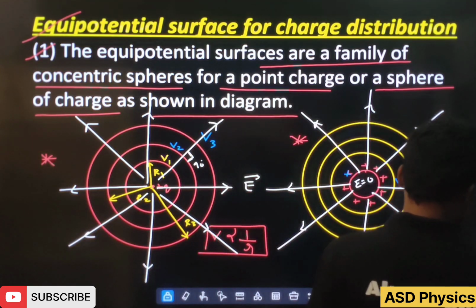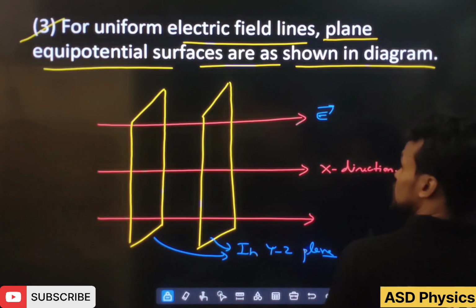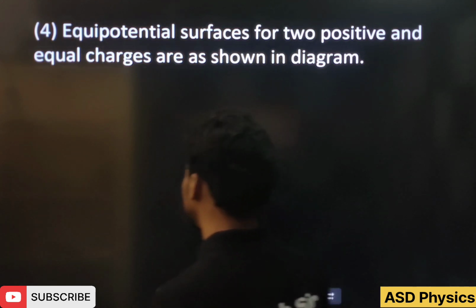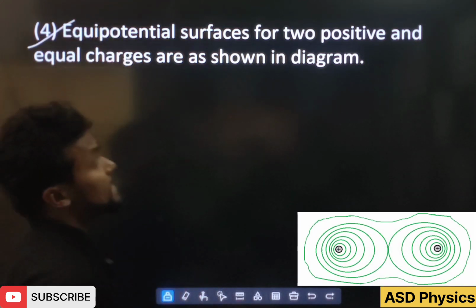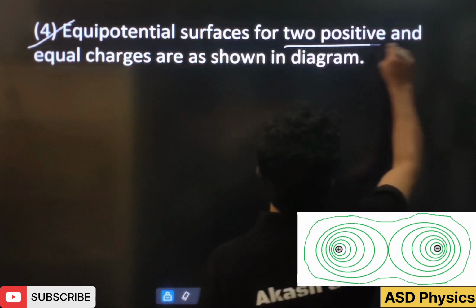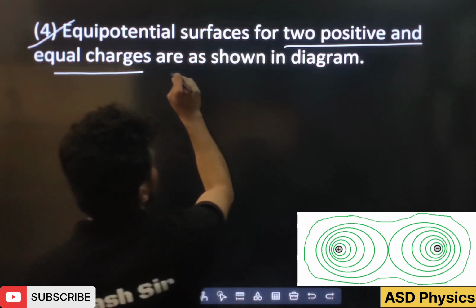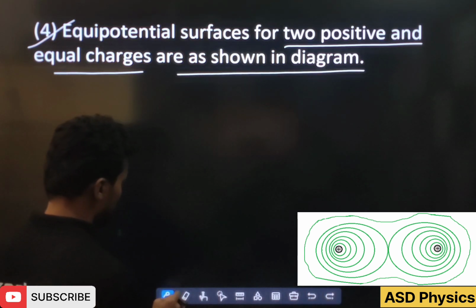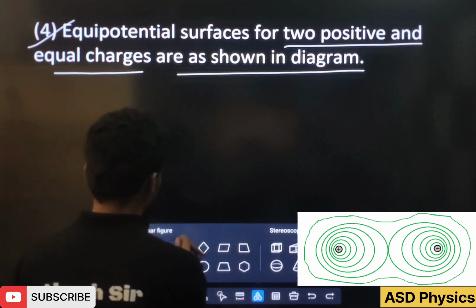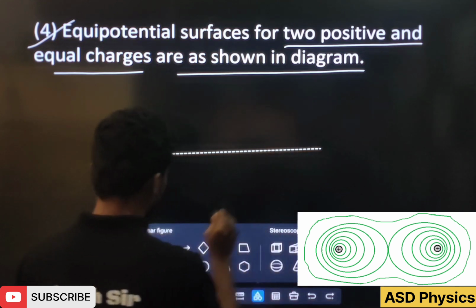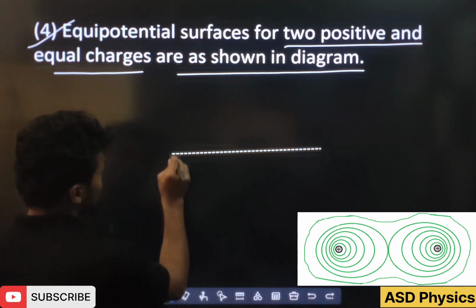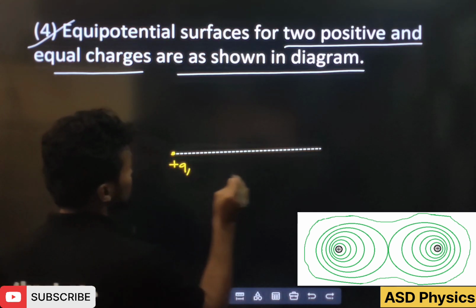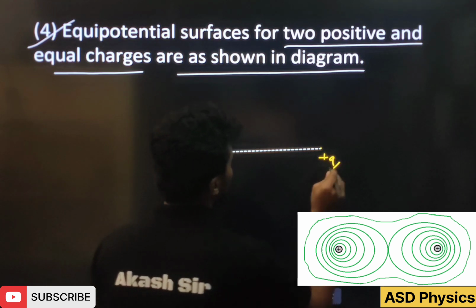Okay, students. So all these things we have seen. Next one, see. Fourth one: equipotential surface for two positive and equal charges, as shown in the diagram. Okay, students, so what will I do here? I will take the positive charges. Let's take for example, positive charges here, plus Q, and here also plus Q.